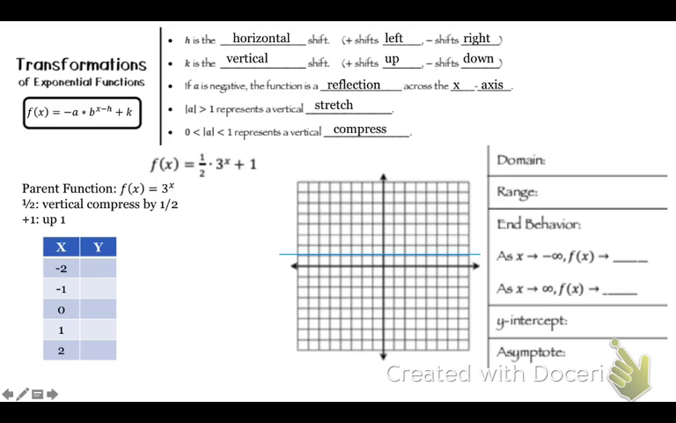We're still going to make a table. For this table, we're going to use 3 to the x. So we're going to use our parent function. So that's going to be to the 0 power is 1, 3 and 9, 1/3, 1/9.